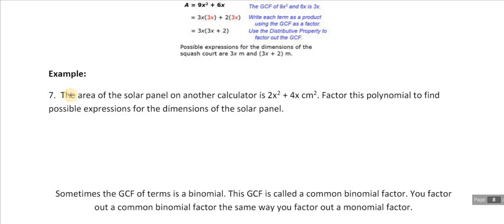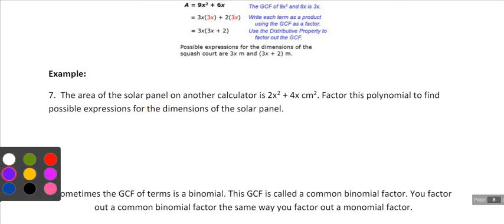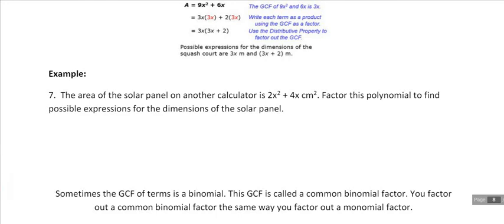So if we look at number 7, it says the area of the solar panel on another calculator is 2x squared plus 4x centimeters squared. Factor this polynomial to find possible expressions for the dimensions of the solar panel. Okay, so the solar panel is a rectangle, and rectangles are area equals length times width. And this area is given by this polynomial. So area equals 2x squared plus 4x. So we want to break it apart as a product.